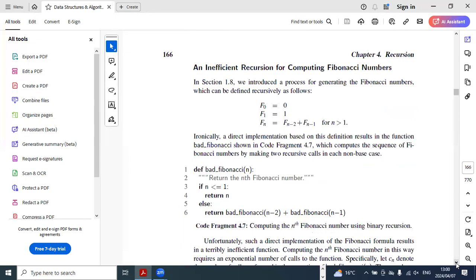An inefficient recursion for computing Fibonacci can be done in the same way. If n is less than or equal to 2, return n. Otherwise, return the sum of the two previous Fibonacci numbers. Unfortunately, such a direct implementation of the Fibonacci formula results in a terribly inefficient function. Computing the nth Fibonacci number this way results in another exponential-time function.